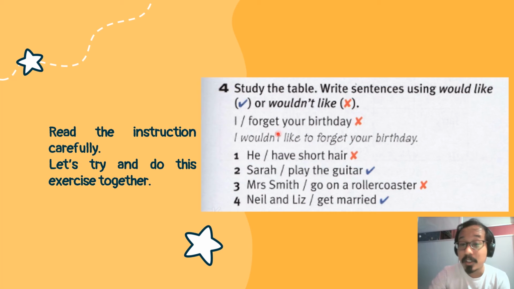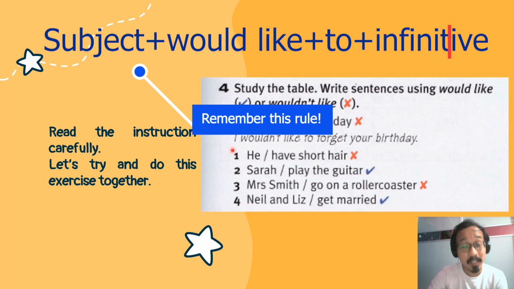The instruction for exercise 4 is study the table, write sentences using would like or wouldn't like. So the example that we have here is I forget your birthday. So you have an X mark there. So we should go with would not like, right? So how would the sentence sound?